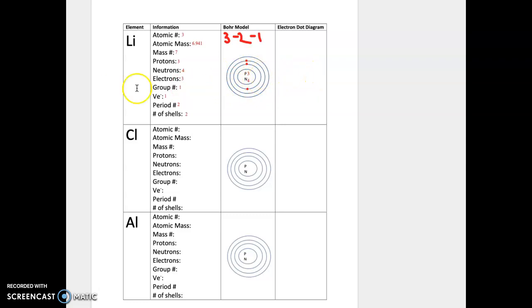Then we're going to come over here to our Lewis dot structure. In your Lewis dot diagram, you start out by writing the symbol. Then you just draw your valence electrons, and you start at the top. So you have 1 valence electron. There is our 1 valence electron, our electron dot diagram. So that's the answer for the very first one.